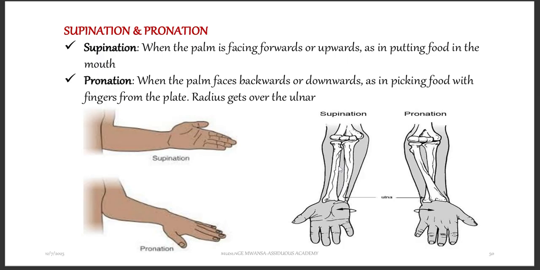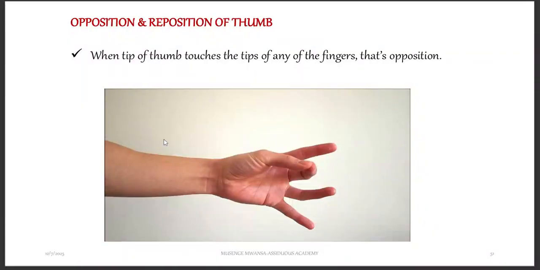But don't worry much about that, though it's a question they can ask in the exam. There's also what we call opposition and reposition. To oppose means any of your fingers are being brought towards the thumb. That is opposition. And if you are moving them away, that is reposition. Opposition is when you are bringing any other finger towards the thumb. When you move them away, that is reposition.